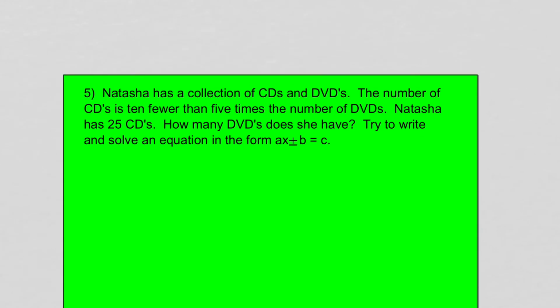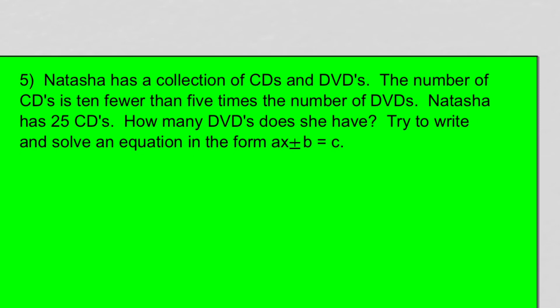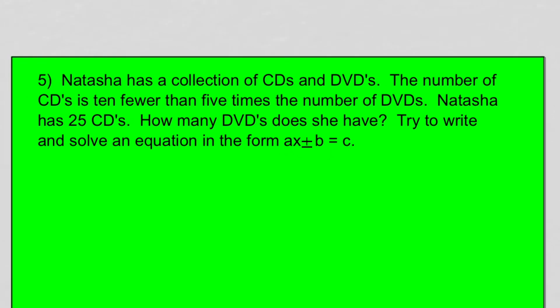It says Natasha has a collection of CDs and DVDs. The number of CDs is 10 fewer than 5 times the number of DVDs. Natasha has 25 CDs. How many DVDs does she have? Try to write and solve an equation in the form of AX plus or minus B equals C. So I've given you a hint here. The equation is going to look like this. It's going to be some number multiplied by X plus or minus another number equals another number.